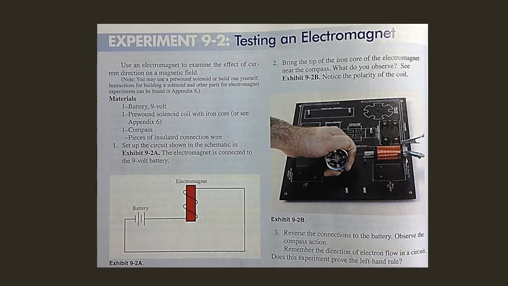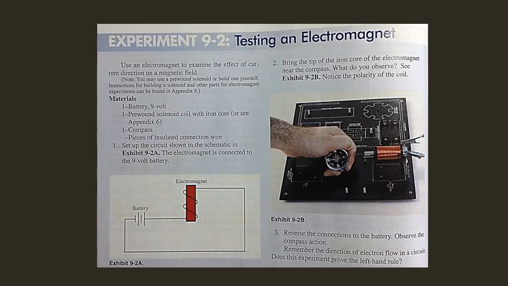In Exhibit 9-2B, step 2, bring the tip of the iron core of the electromagnet near the compass. What do you observe? See Exhibit 9-2B, notice the polarity of the coil. In Exhibit 9-2B, compare your results.